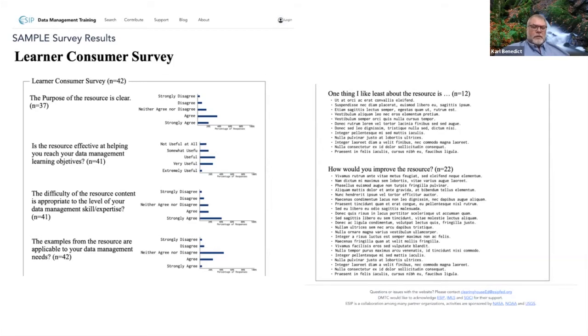I think even the second question there, or I guess the third, was the difficulty of the resource content appropriate for your data management skill or expertise. For the purposes of a public review, if you don't know the person's skill or expertise, the ranking is kind of irrelevant. So for a detailed evaluation by the content developer, that might be appropriate, but it's in line with what we've been saying, that there might need to be both a public and a non-public view of the content.